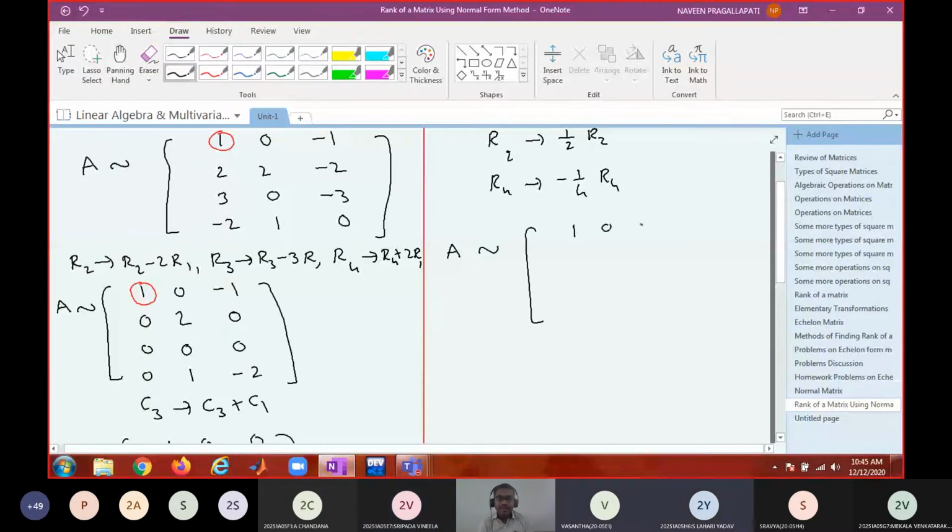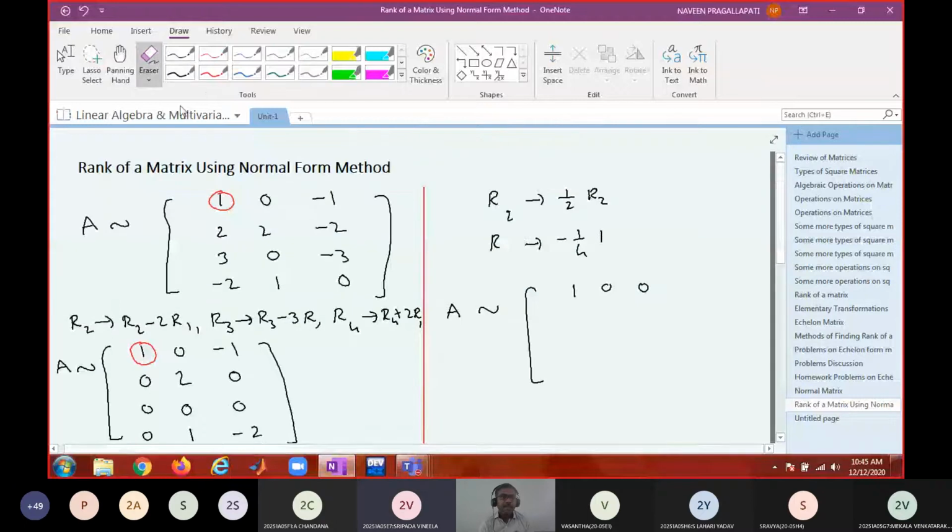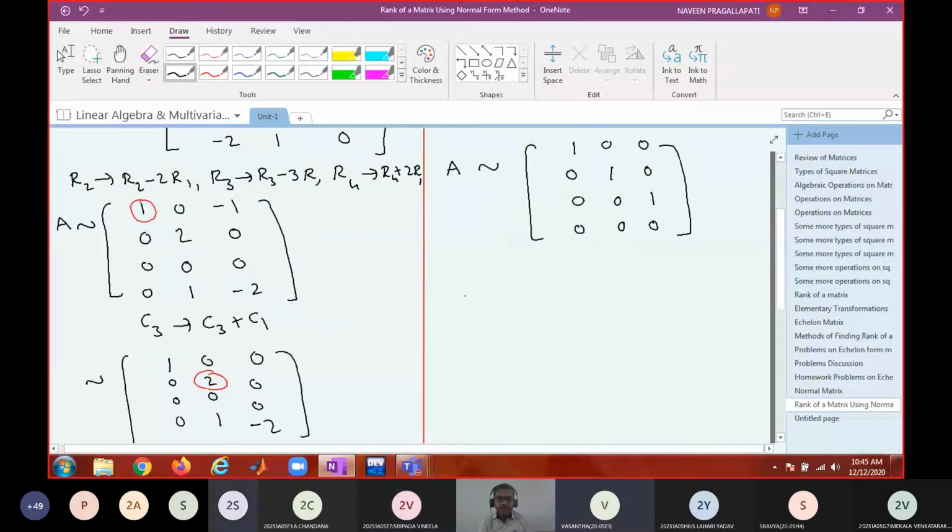1 0 0. Sir, it's R3. Yes, this is R3. So 1 0 0 0, 0 1 0 0, 0 0 1 0. How is this looking? It is the identity matrix I3 with a zero column. Okay, this is a normal matrix.